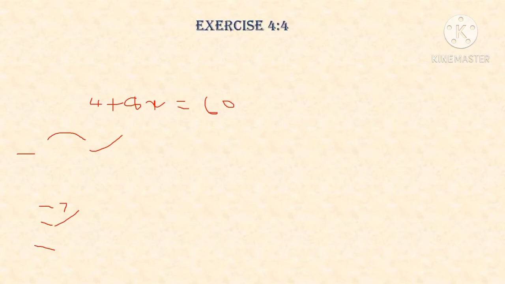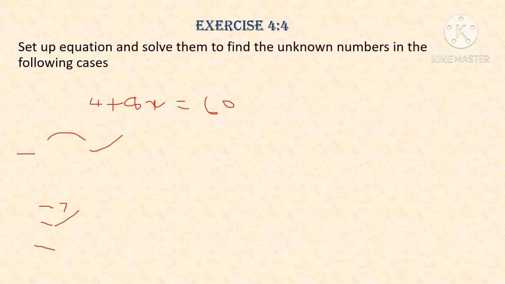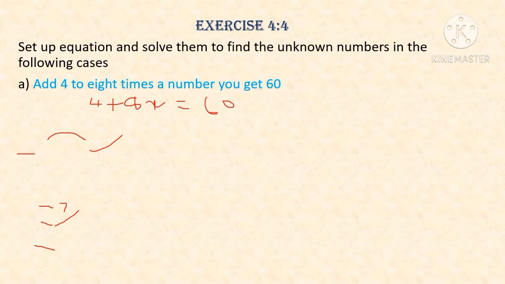The next exercise 4.4. Let's see the first problem. Set up equations and solve them to find the unknown numbers in the following cases. So you want to find the value for the unknown variables. Unknown means variables. The first question, usually they will be giving an equation, right? So here they have given the statement. You want to write the equations, then you want to solve it.